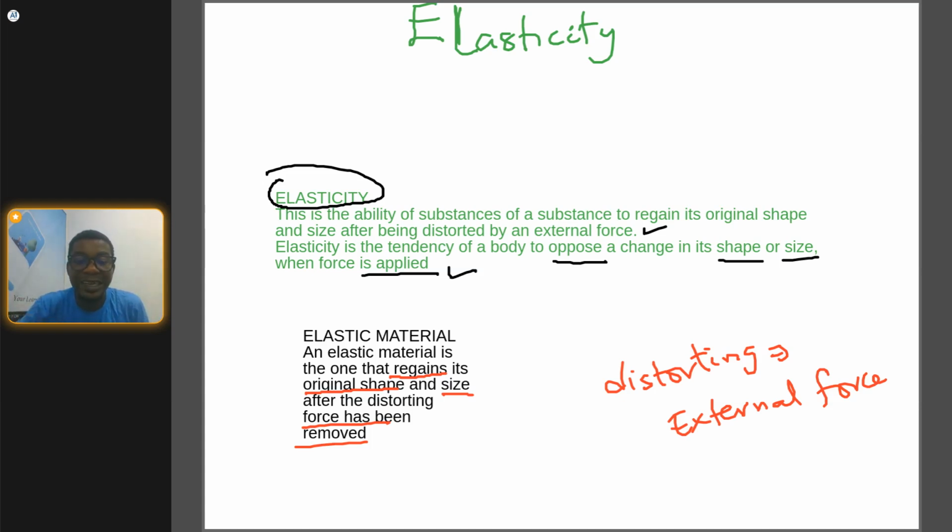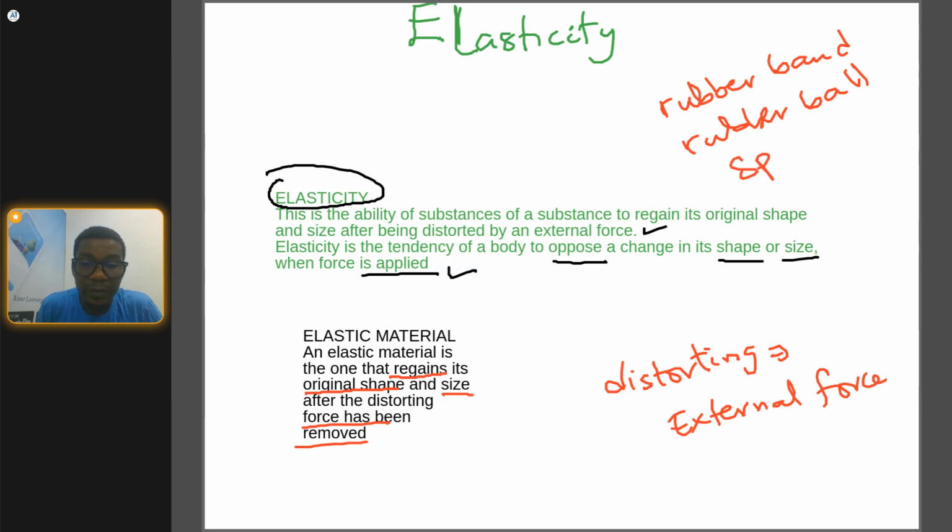Any material that can regain its shape, that can regain its size after the external force, which is known as the distorting force, is removed, is said to be an elastic material. And a good example of it, we mentioned the other time, we have the rubber band, the rubber ball, the spring, the waistband. So all these are what? Elastic material. We have so many of them.